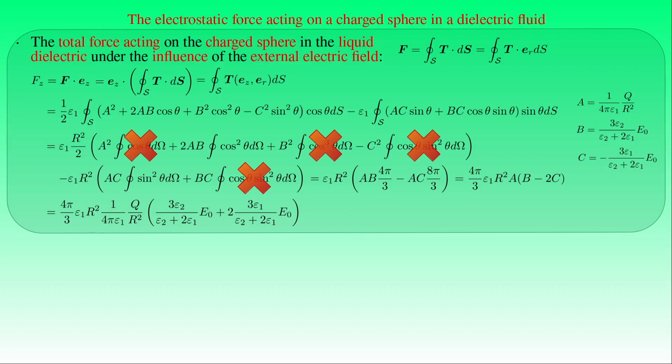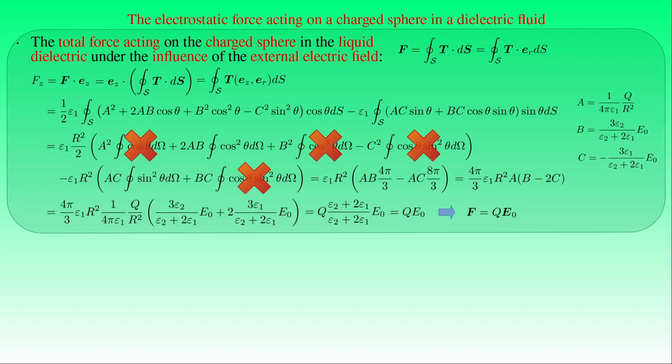If we simplify the result, the multiplication factor of the terms in the parentheses reduces to q, and the terms in the parentheses can be written as the sum of epsilon 2 and 2 times epsilon 1 over the sum of epsilon 2 and 2 times epsilon 1, times E naught. This just gives q times E naught, and we have proven that for liquid dielectrics the resultant force F of the electrostatic and mechanical forces acting on the charged sphere surrounded by a dielectric medium is given by the charge q of the sphere times the external electric field E naught acting on the liquid and the sphere. As already stated, this result holds for any charged body of arbitrary shape.